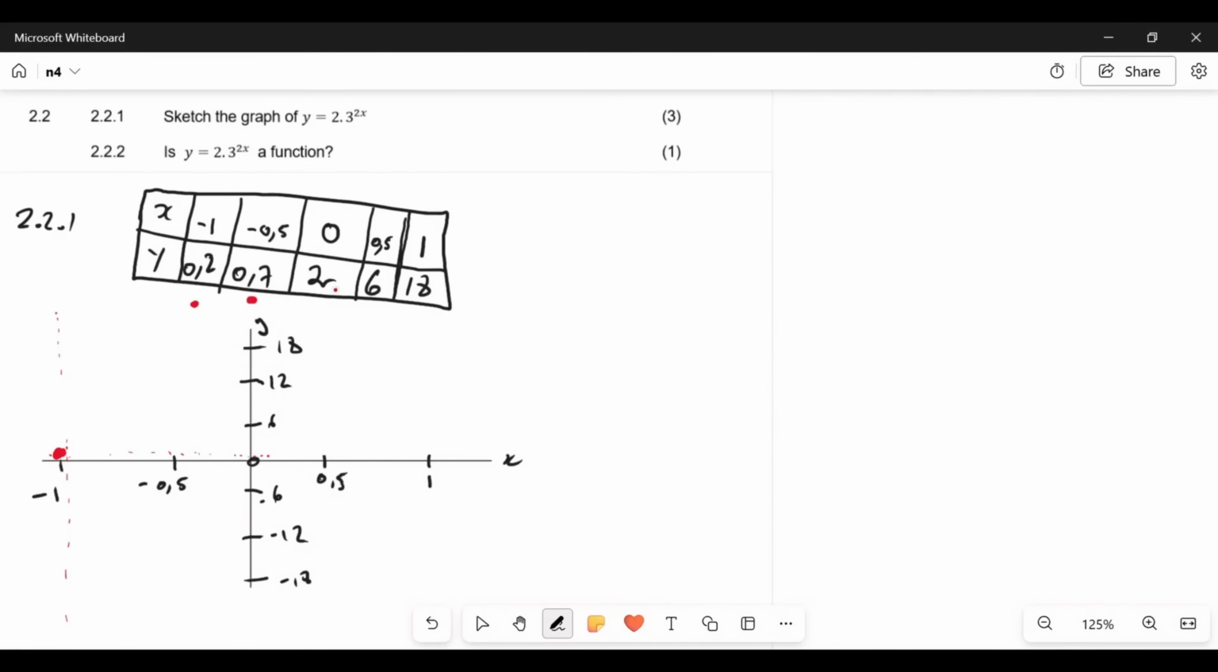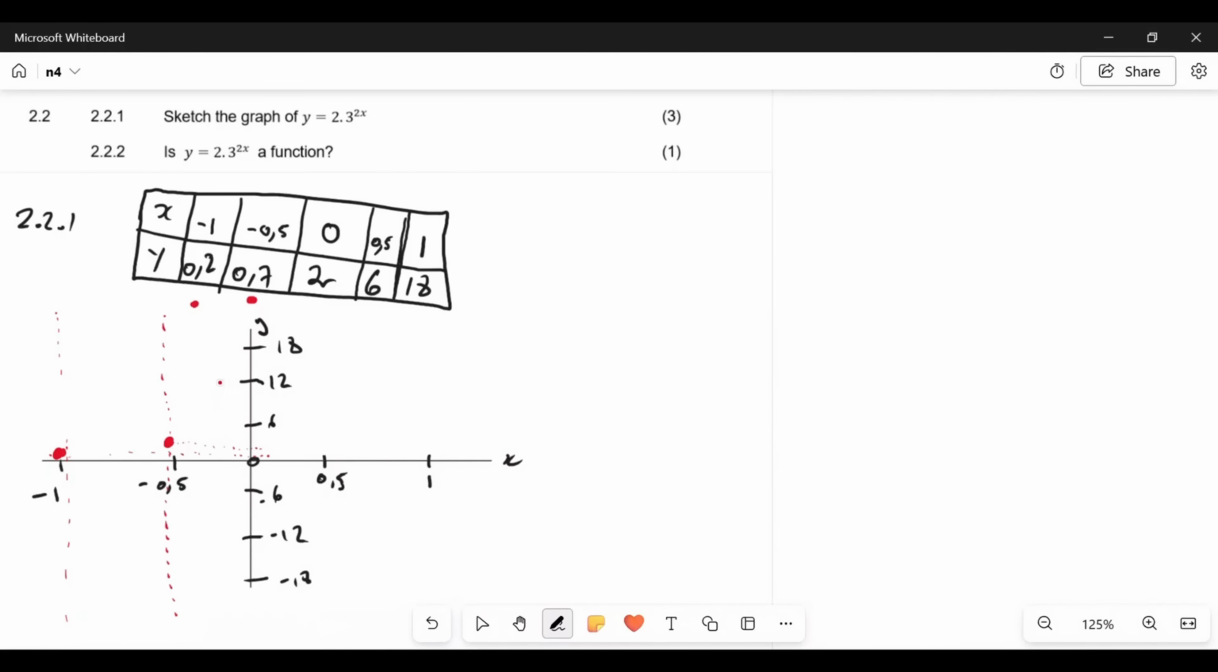Now let's move to the second point. When x is -0.5, our y is going to be 0.7. Again, -0.5, it's here. You draw a line here using your ruler, right? And then y is supposed to be 0.7. 0.7 should be a little bit up here. Now draw a line from there, and then wherever they meet, this here is going to be your point.